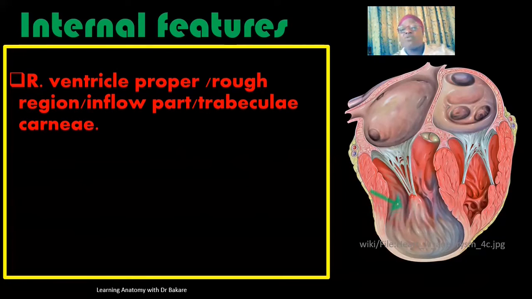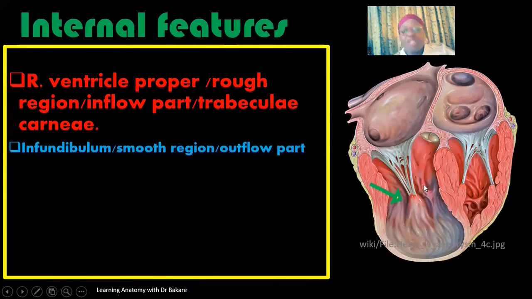This region appears to be rough, and this roughness is created by the trabeculae carneae, the ridges that are seen on the internal surface of the ventricles. In the right ventricle, we have these ridges that are created. So this region appears to be rough because of the ridges created by the trabeculae carneae. Then we also have the infundibulum. The infundibulum is the smooth region of the right ventricle, and this is seen at the left upper part of the right ventricle.